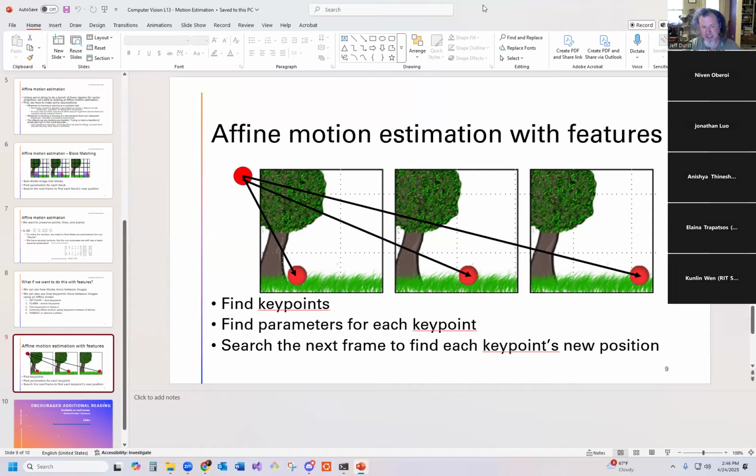So setting it up with a block search is a little misleading, because it's just such a worse way of doing it. But it's important to see the general concept, where I want to find what happened to this stuff in frame 1 to get it to the place it is at in frame 2.